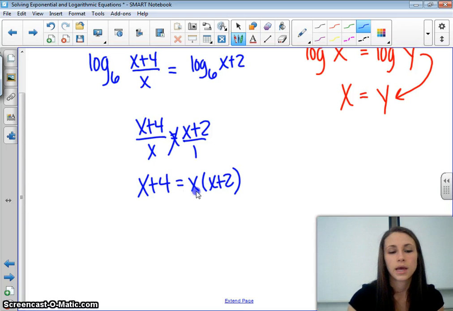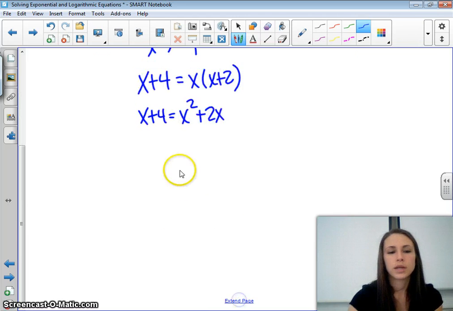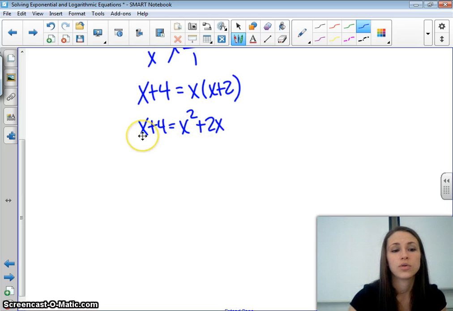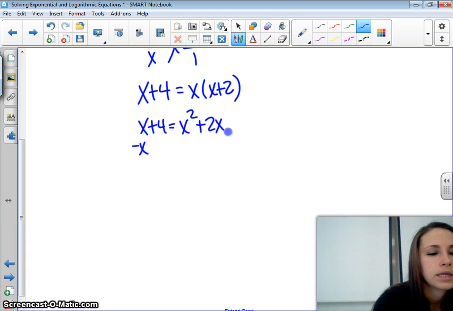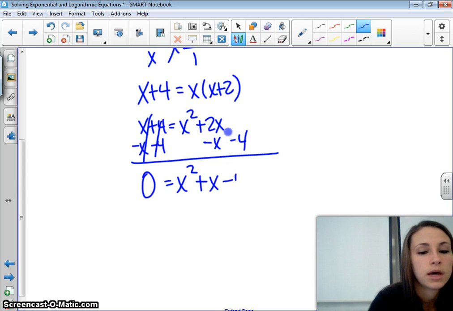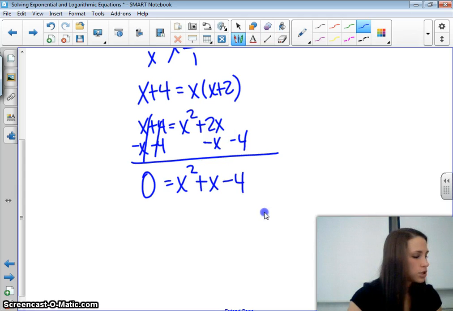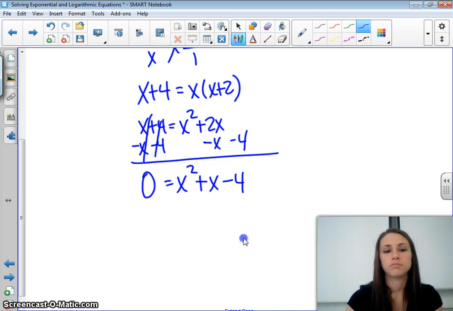Now in order to solve this, I need to distribute this x. So this is going to be x plus 4 equals x squared plus 2x. And now that I've distributed, I see that I've got a quadratic that I'm going to need to solve. The easiest way to solve a quadratic is to get everything set equal to 0 and try to factor it if I can. So I'm going to subtract x and subtract 4. And so this side goes away, so 0 equals x squared plus x minus 4. Then I'm going to try to factor this if I can. Since I can't factor this one, that's not going to work.